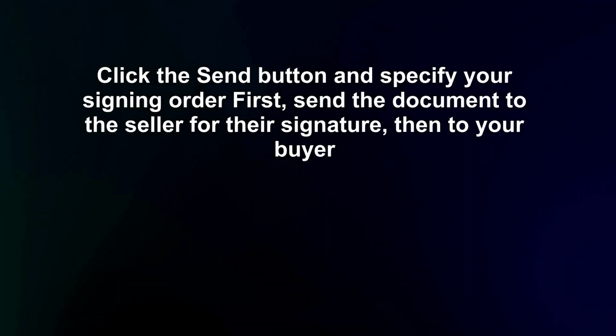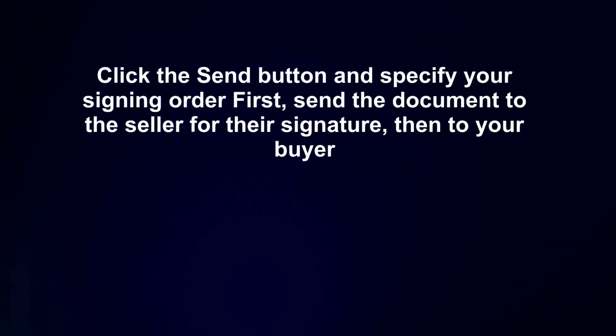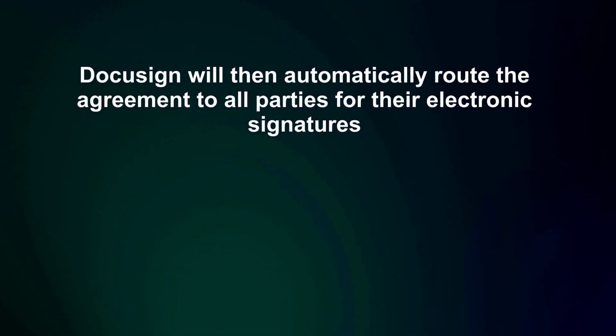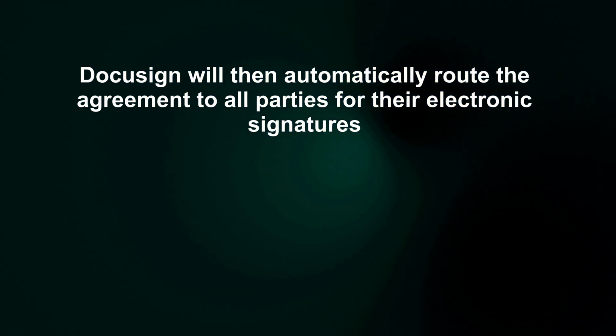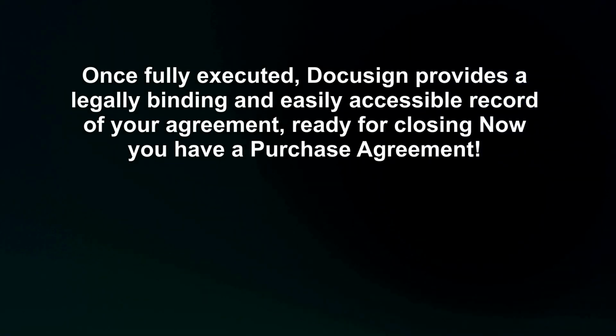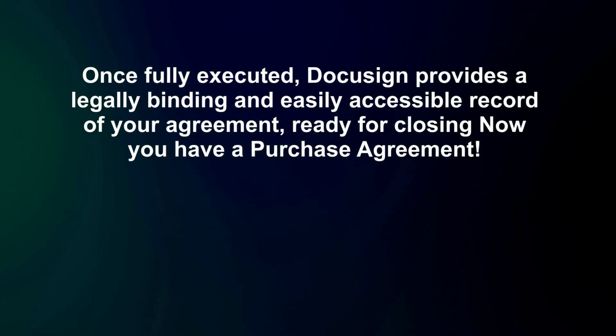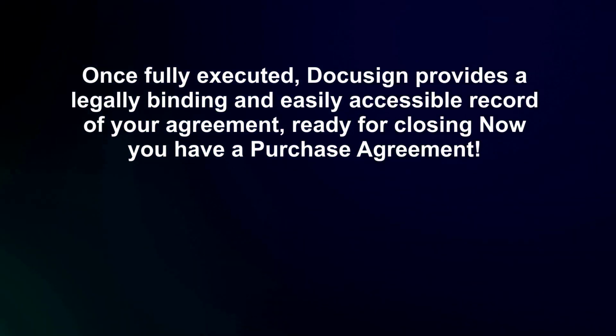Click the Send button and specify your signing order first. Send the document to the seller for their signature, then to your buyer. Docusign will then automatically route the agreement to all parties for their electronic signatures. Once fully executed, Docusign provides a legally binding and easily accessible record of your agreement, ready for closing. Now you have a purchase agreement.